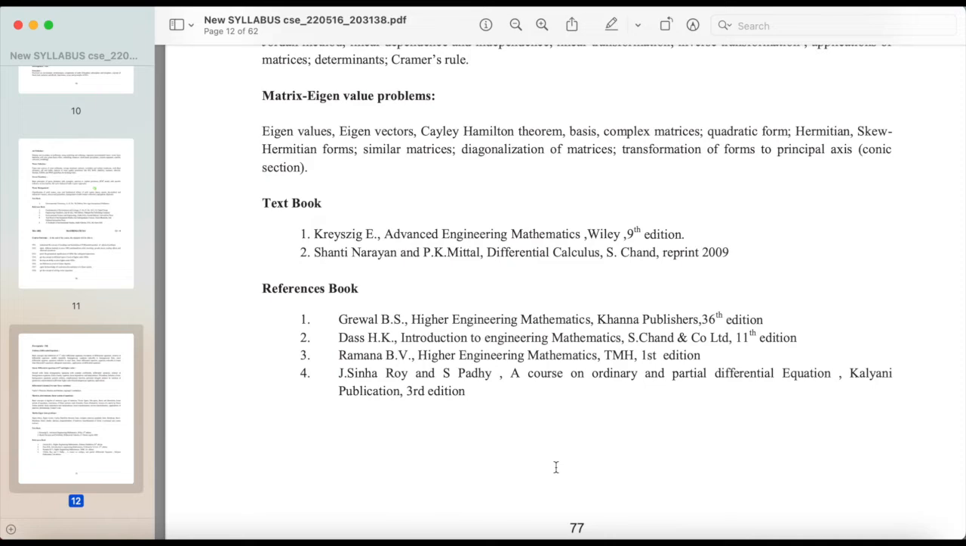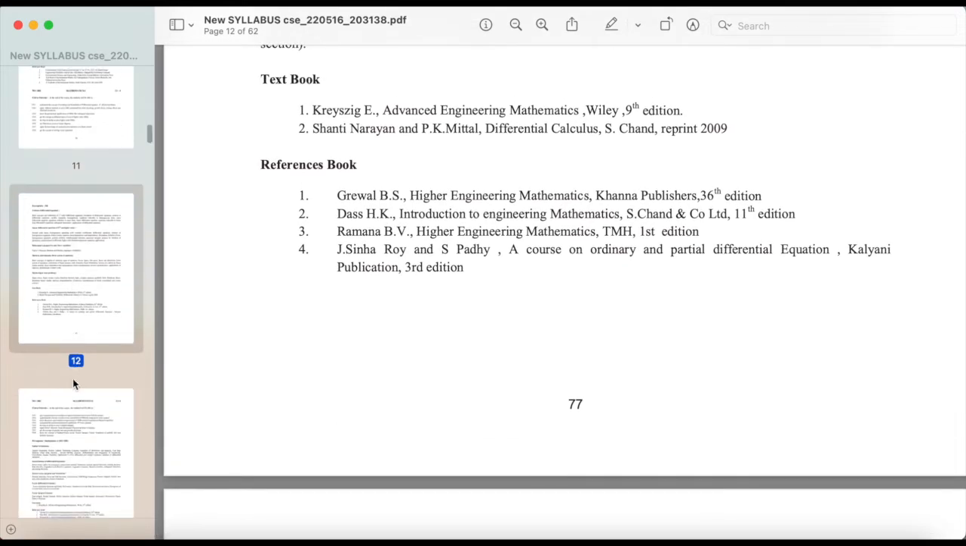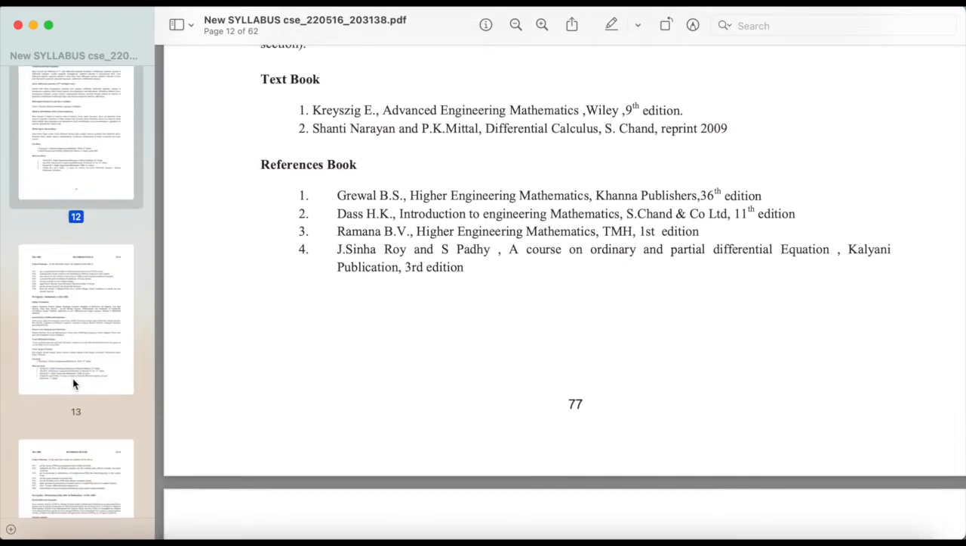Kreyszig, Advanced Engineering Mathematics, Wiley, 9th edition. 2. Shanti Narayan and P.K. Mittal, Differential Calculus, S. Chand, reprint 2009. References. Book 1. Grewal B.S., Higher Engineering Mathematics, Khanna Publishers, 36th edition.